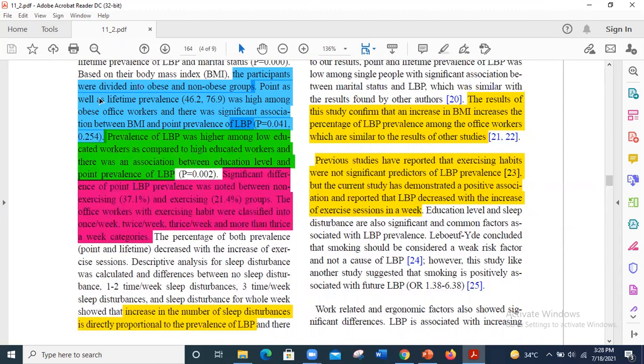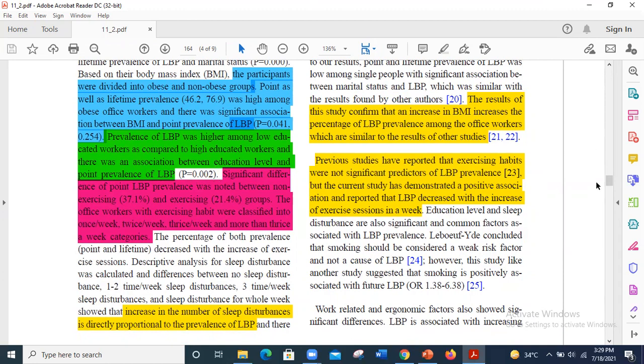The results were concluded in numerical values. You can see the two figures over there, 46.2 against 76.9. The next is the green portion. That was a question about low educated workers compared to high educated workers. Again, the result was found in numerical value.